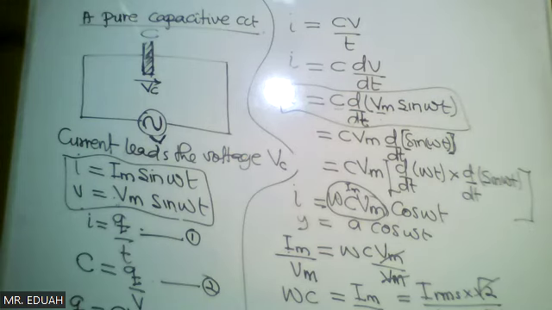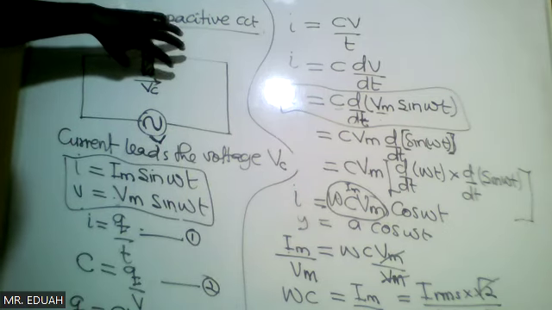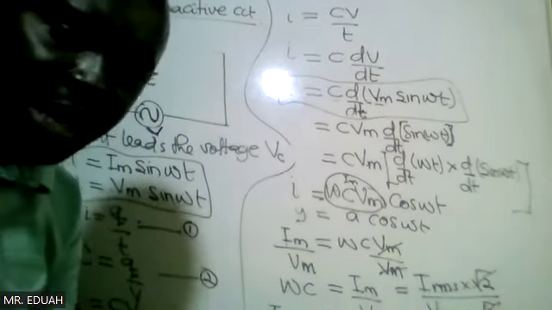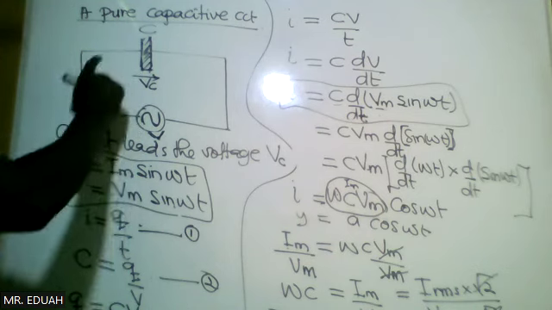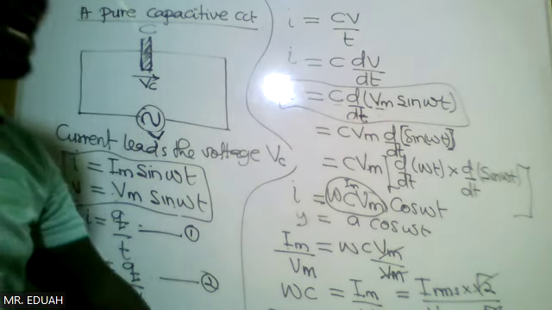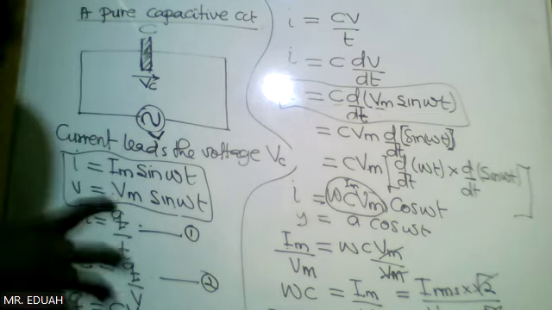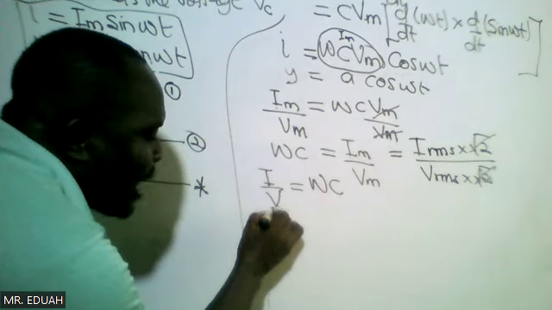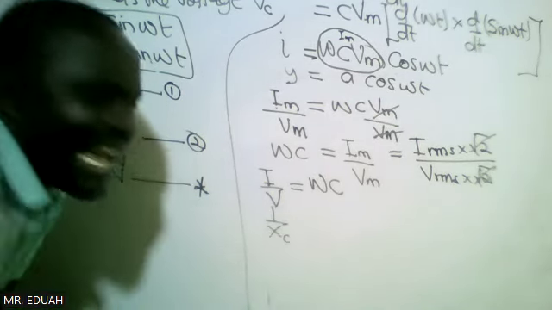But this is also resistance offered to the flow of current by a capacitor. And so it has its own name, because the component we have here is a capacitor. We have the resistance offered to the current by the capacitor. We call this I over V as 1 over capacitive reactance.